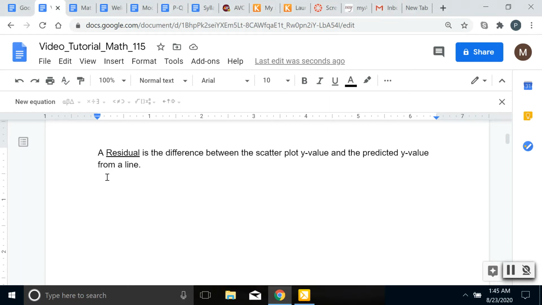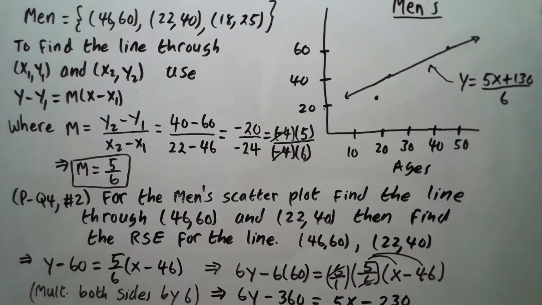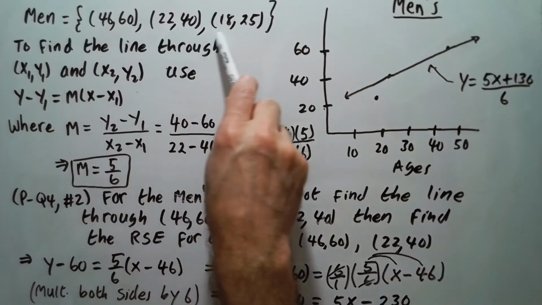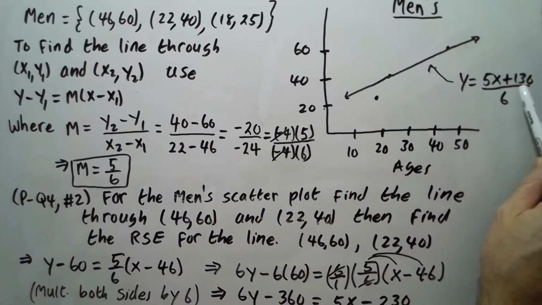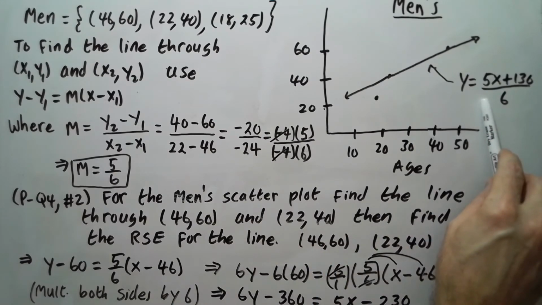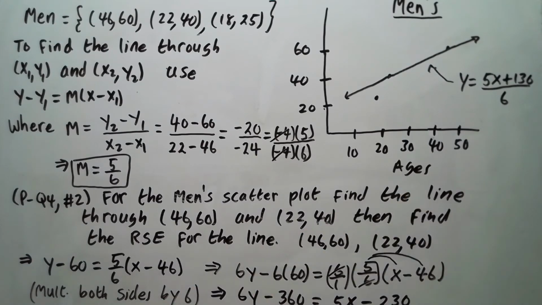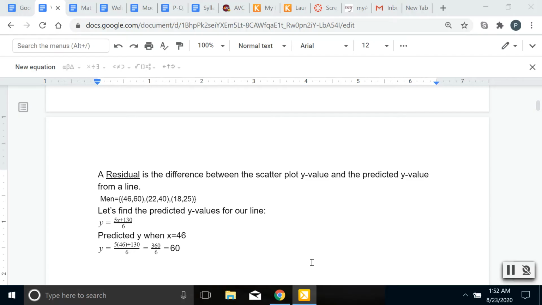So in our case here, the line we just found was y equals 5x plus 130 over 6. If you go back over here, their scatter plot values were these guys. So up here you can see our scatter plot. These are the points we used to make our scatter plot over here. And the y equals 5x plus 130 over 6 was our line. We're going to be using the line to find the predicted y values. Okay, let's go back over here. I just noticed it should be divided by 6 right here. So this is our line, 5x plus 130 over 6.